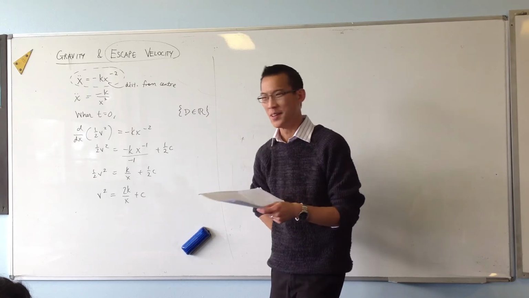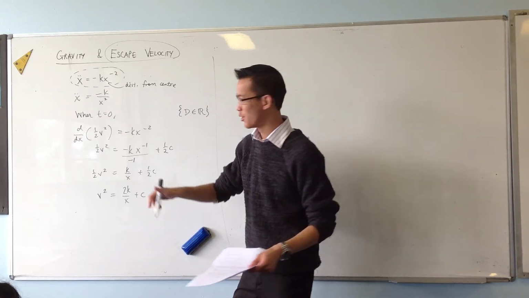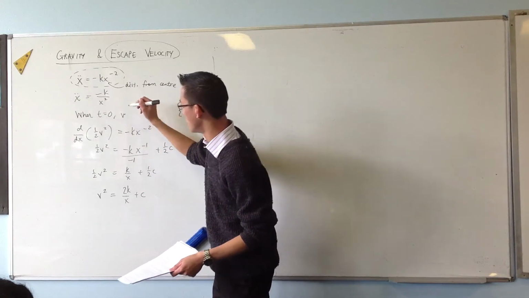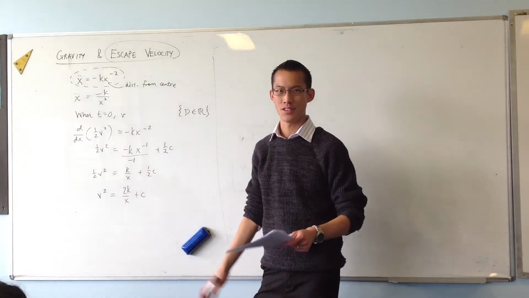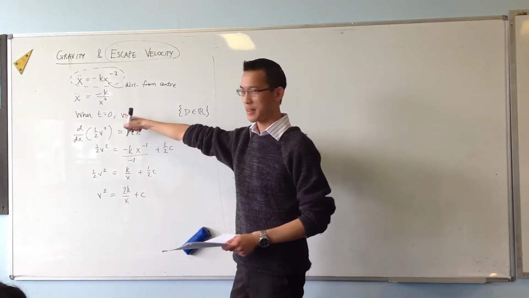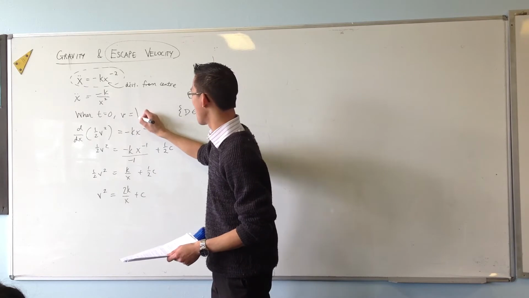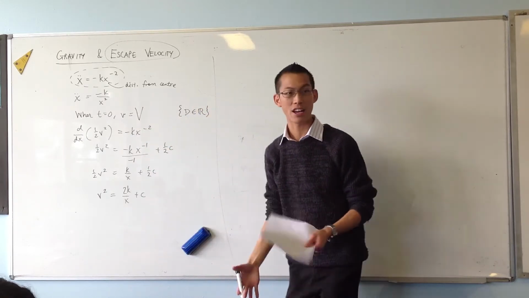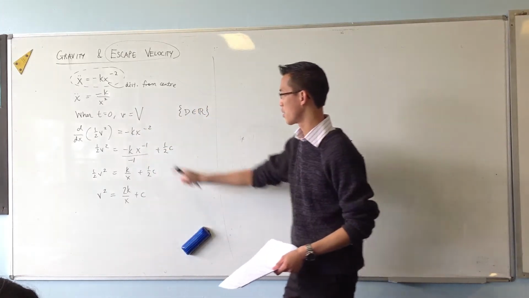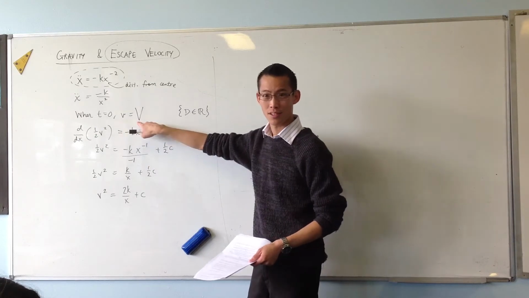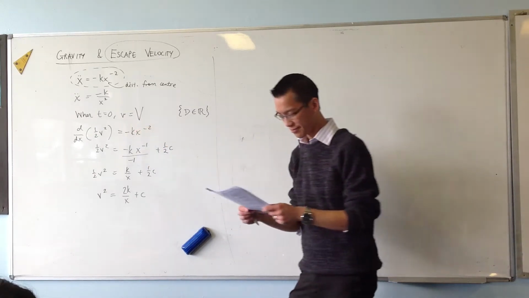Now, that's a bit confusing, isn't it? So, try to be careful. I'm going to put a little tail on my lowercase v so that you can try and distinguish, okay? So there's my tail, and there's my big V, which is the actual velocity I start at, okay? So, variable, constant. Variable, constant, okay?